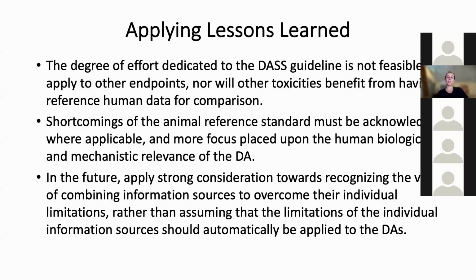And so as we evolve towards developing more defined approach guidelines, I think it's really important to shift our focus a little bit more to the human, biological, and mechanistic relevance of the defined approach. Obviously, we need to consider the animal reference standard, but it can't be the only basis for comparison, in my opinion. And I think that also as we evolve into further iterations of this guideline, and as we work on other guidelines, really strong consideration should be placed towards recognizing the value of combining these information sources to overcome the individual limitations of the individual methods, because that's really what defined approaches are intended to do.